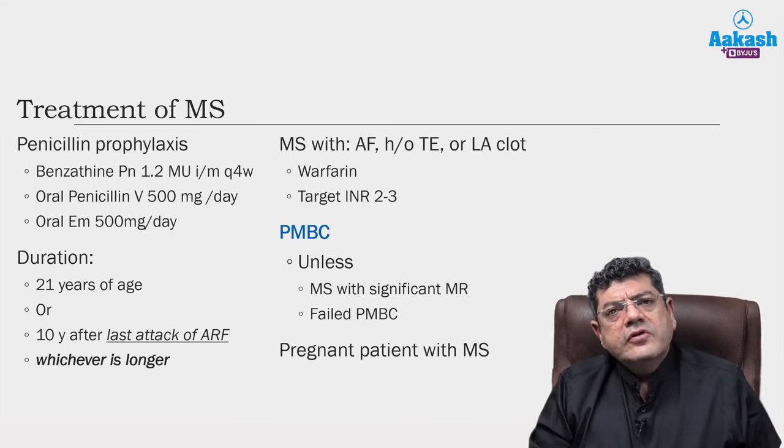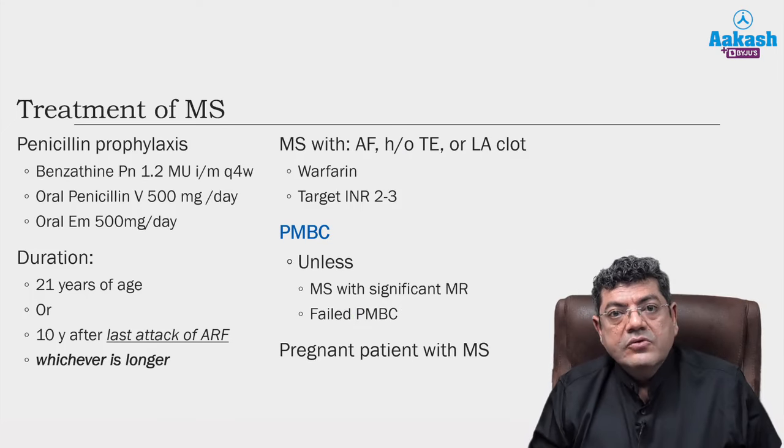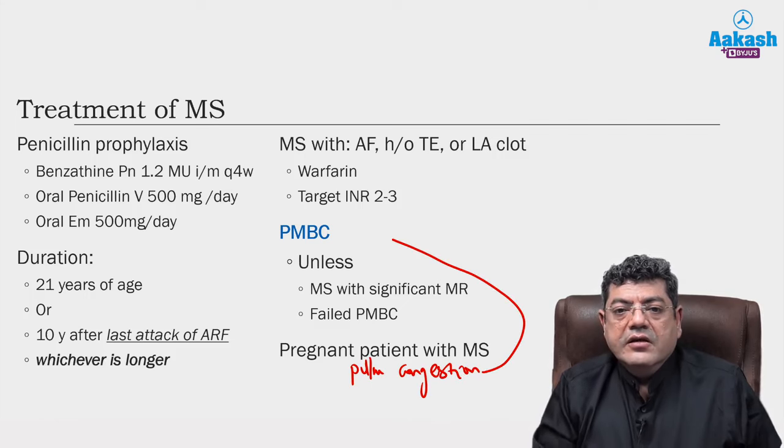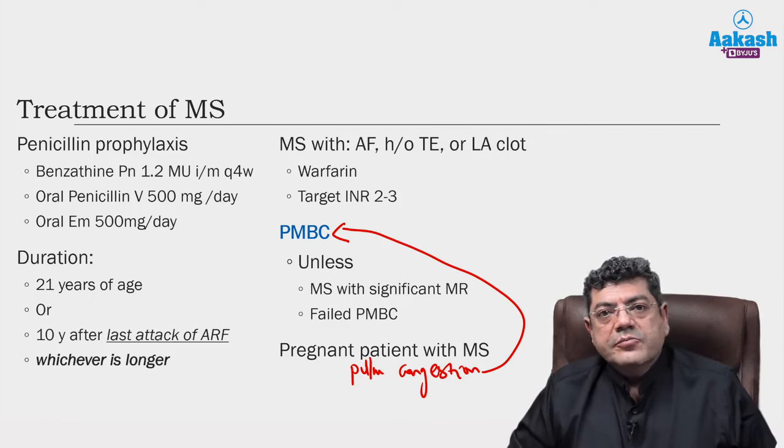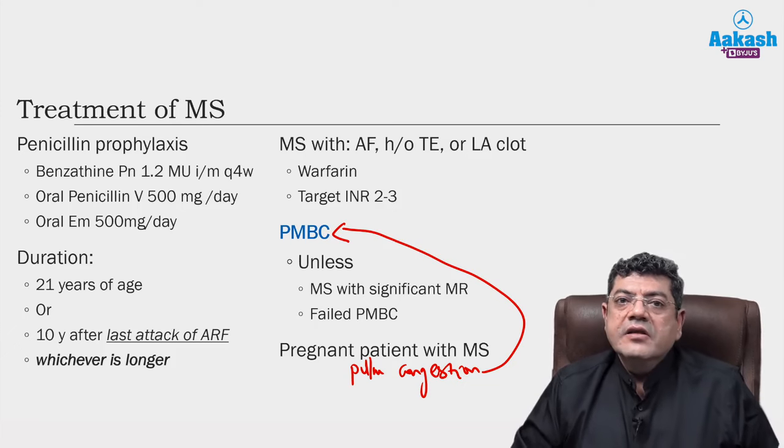And what would you do for the pregnant patient with MS? When will you need to treat them? When they have pulmonary congestion. So, then you need to do a percutaneous procedure for the pregnant patient with MS.